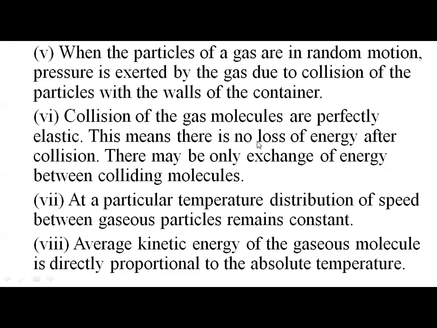So these are the postulates of the kinetic theory of gases. And on the basis of these postulates, the scientists derived the following equation: PV = 1/3 m n u_rms², where P stands for pressure exerted by the gas, V stands for volume, m stands for average mass of the molecule, n stands for number of molecules, and u or v_rms stands for root mean square velocity of the gas.